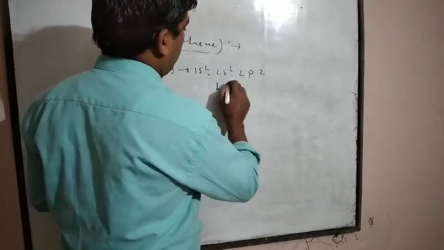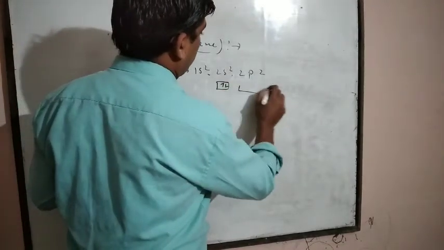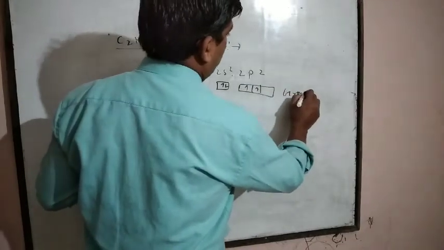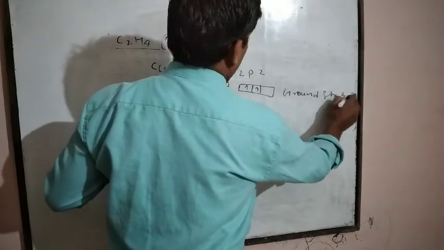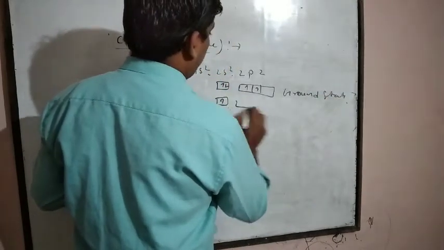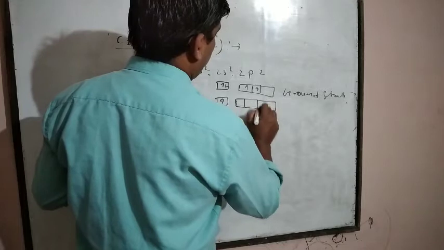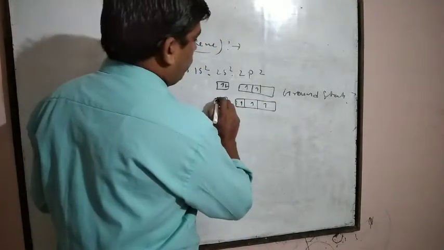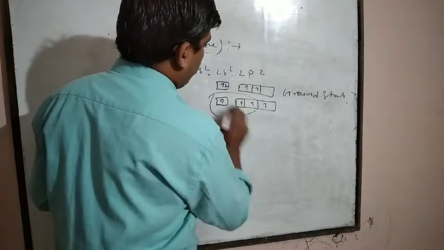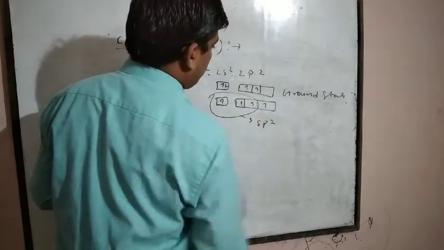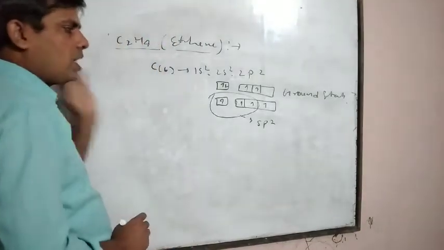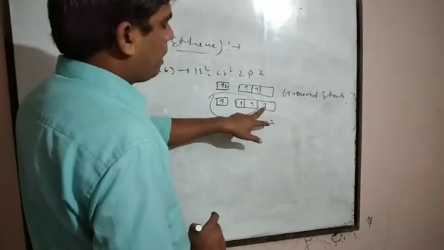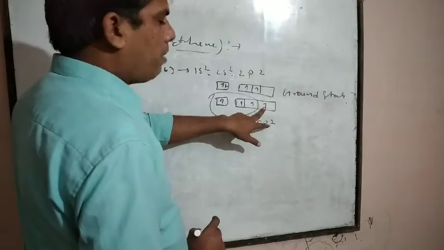Now the ground state electronic configuration is like this. This is the ground state. But in the excited state, what happens? 1 electron jumps from this orbital to this orbital. Now here 2 p orbitals and 1 s orbital intermix together to show sp2 hybridization. 3 hybrid orbitals will form and 1 unhybridized orbital is present, in which 1 unpaired electron is present.